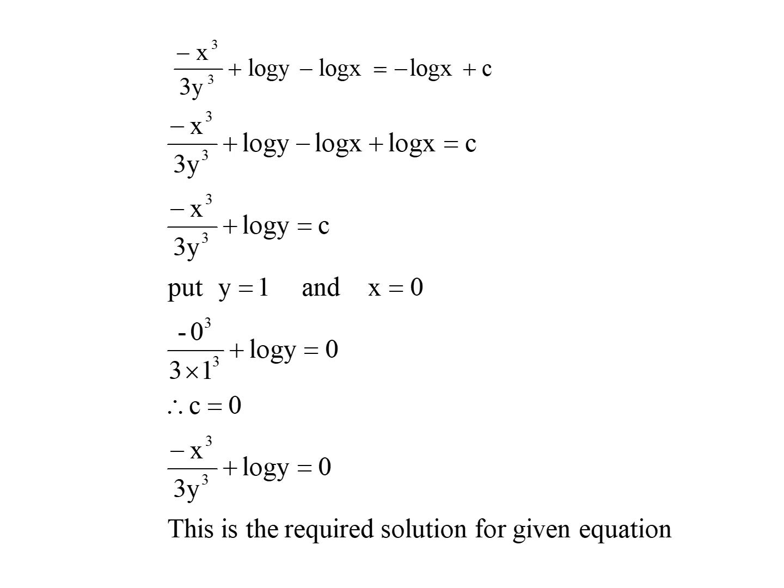Just substitute c value in the above line. Then we conclude minus x cube by 3y cube plus log y is equal to 0. Instead of c we got the value 0, so just substitute. Minus x cube by 3y cube plus log y is equal to 0. That is how we got the required solution for the given differential equation.